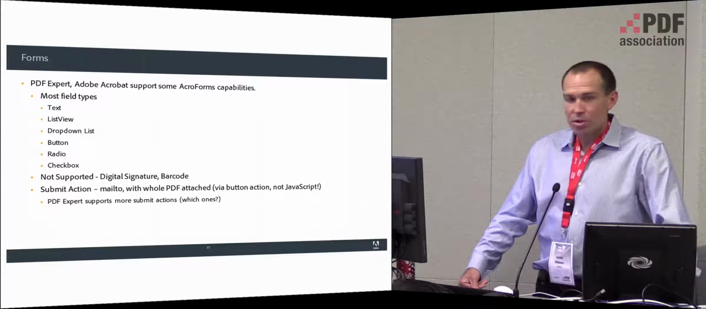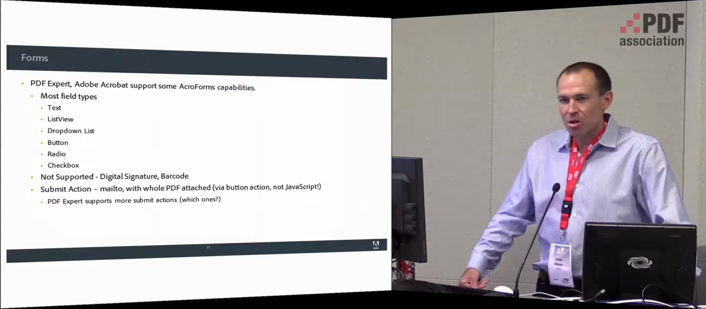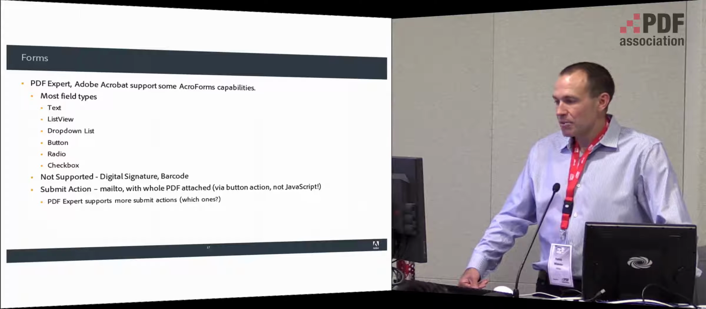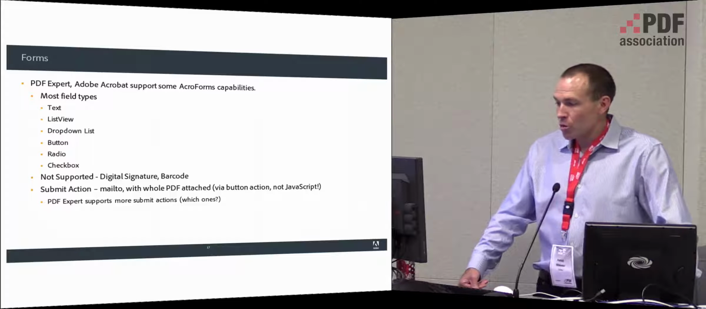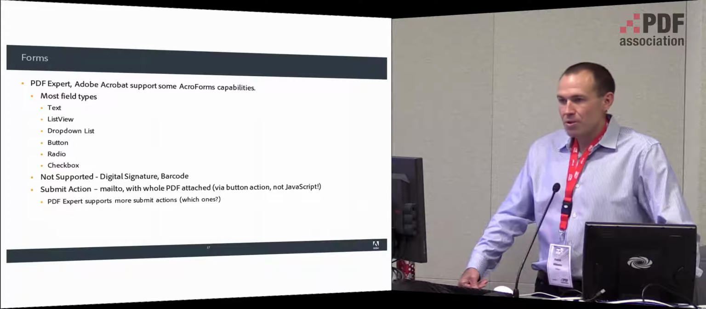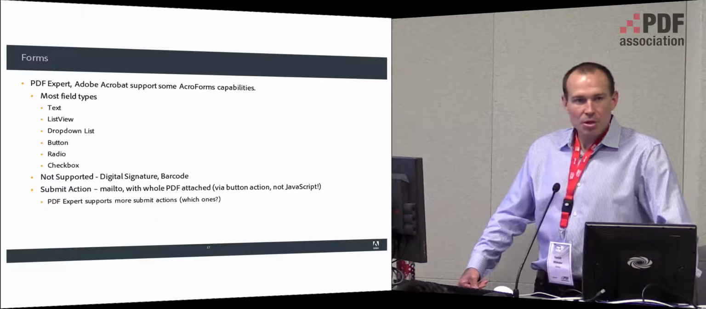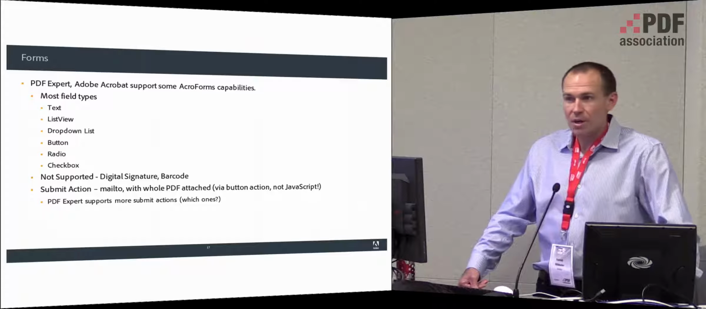So this is what we support. I wanted to be as explicit as possible, so I asked the guy who wrote it to list all of the things. Most field types: text, list view, drop-down list, button, radio, checkbox. The only ones that are not supported by us are digital signature and barcode. I believe that some of the other viewers do support barcode and digital signature in some form.